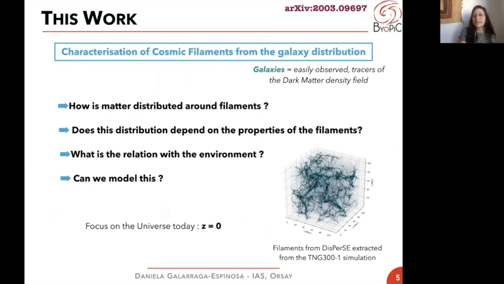So why galaxies? Again, because they are the most easily observed and they trace the dark matter density field. And my goal was to answer these questions: how is the matter distributed around filaments, if this distribution depends on the properties and the relation with the environment, and if we can model this distribution. And I will focus on the universe today, so at redshift 0.